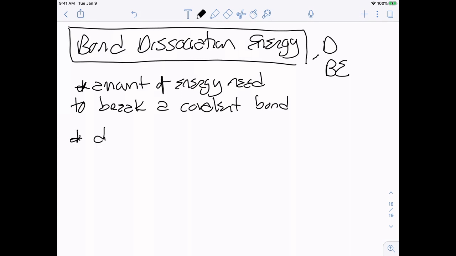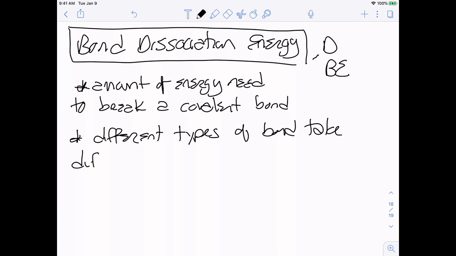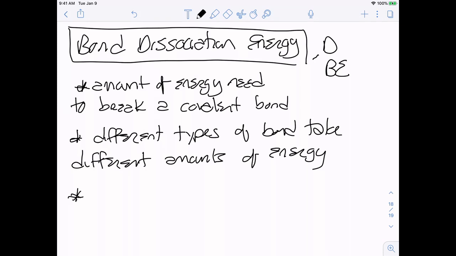And then remember, different types of bonds take different amounts of energy, or release different amounts of energy if you're looking at it from the other perspective. So different types of bonds take different amounts of energy. And again, we're going to use it to calculate our enthalpy change for our reaction.